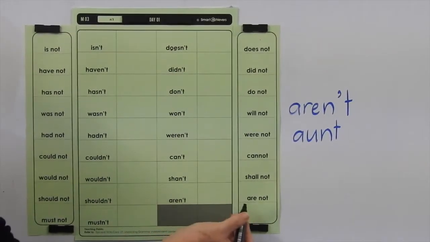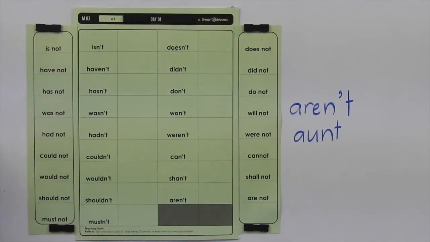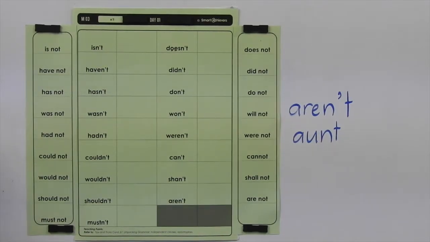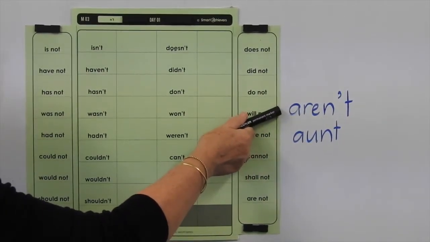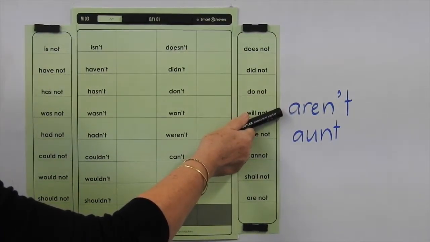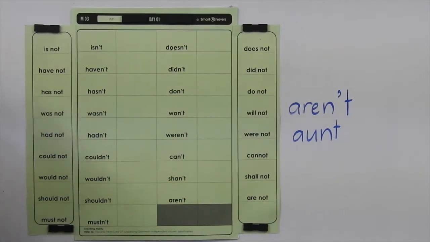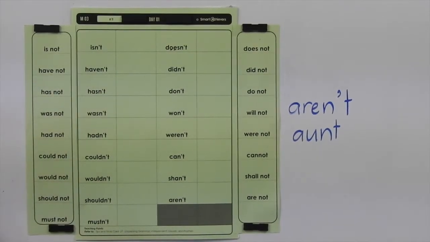Are not sounds a little bit like aunt, as in your mother or your father's sister, so a relation. But this aunt spelt like this is short for are not. So let's go through and read, sound and spell one of these words, and then you can go ahead on your own and finish them off.